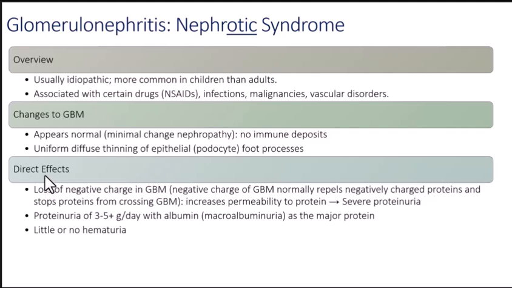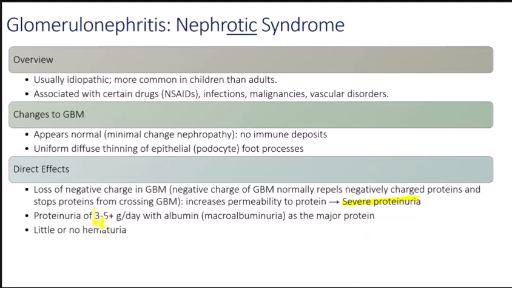In terms of direct effects of nephrotic syndrome, we see that the negative charge of that glomerular basement membrane is lost, and now proteins cannot be repelled from entering into the capsular space and ending up then in the tubular system and ending up as part of our urine. And so this creates what's called severe proteinuria, which is different than what we saw with nephritic syndrome.